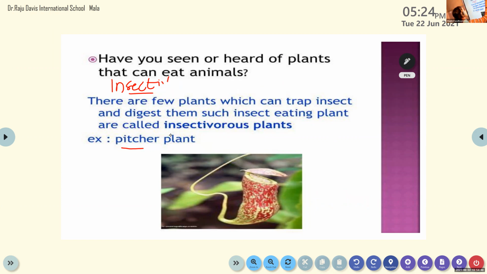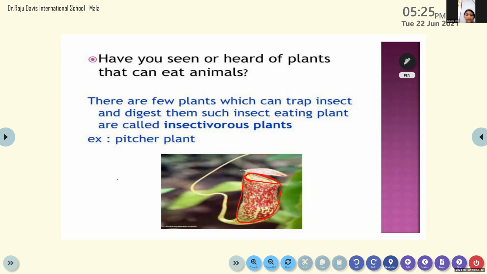And here, can you see the leaf of the pitcher plant? Where is the leaf? The top. In the case of pitcher plant, its leaf is reduced in the form of a pitcher. Did you see the shape like this?